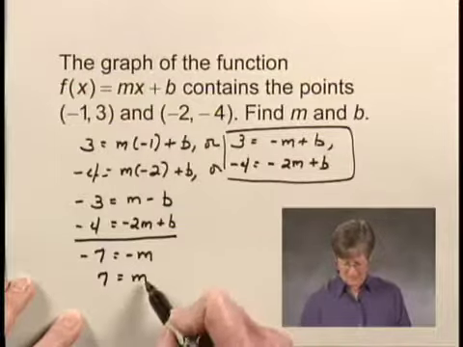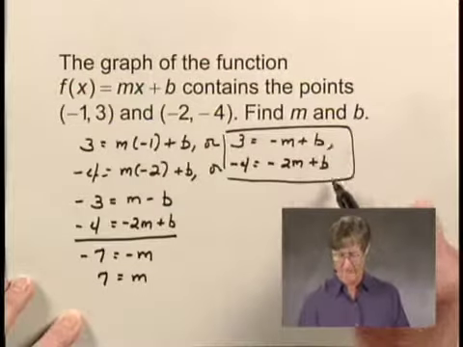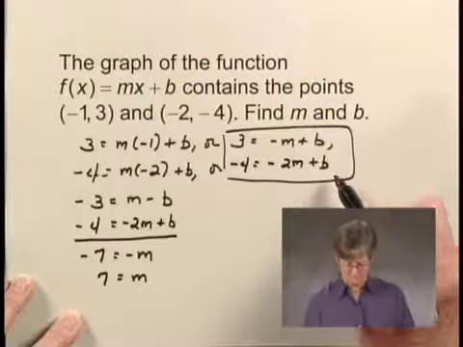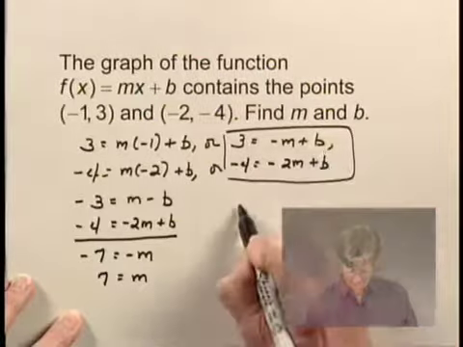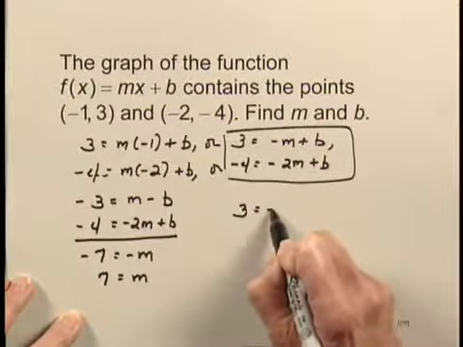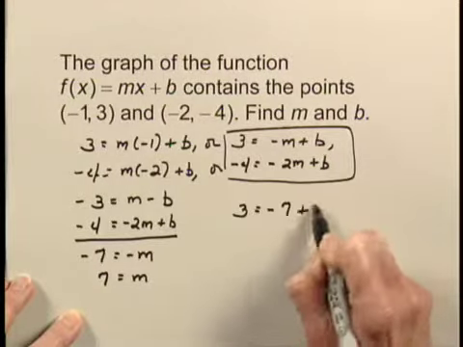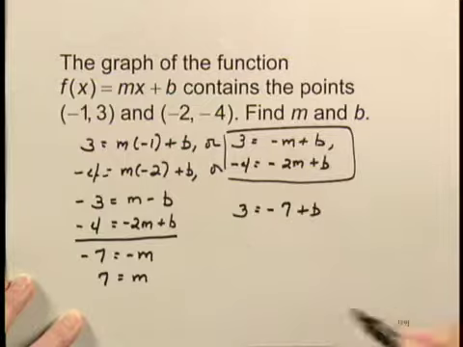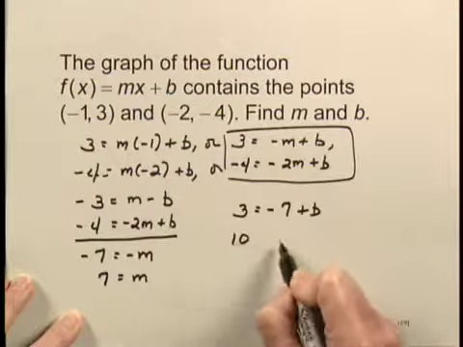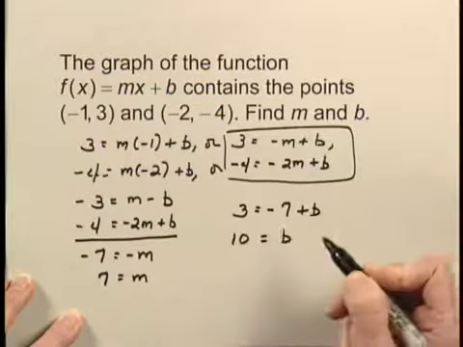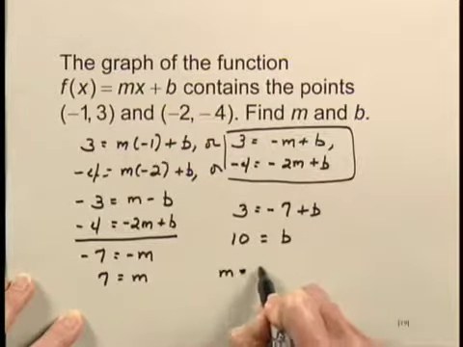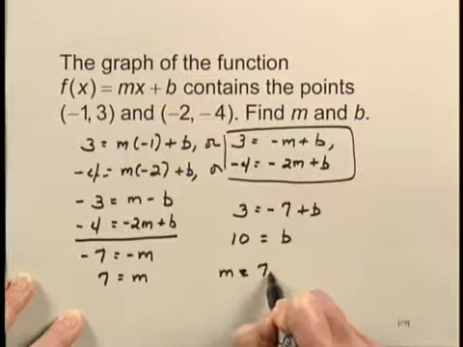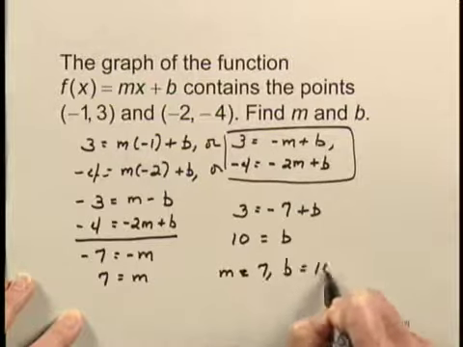And now I can take this value for m and substitute it in either of these two equations to find b. And let's use the first equation. So I have 3 is equal to the opposite of m, the opposite of 7, plus b. And if I add 7 on both sides of that equation, I get 10 is equal to b. So we have the result that we were looking for. m is 7, and b is equal to 10.